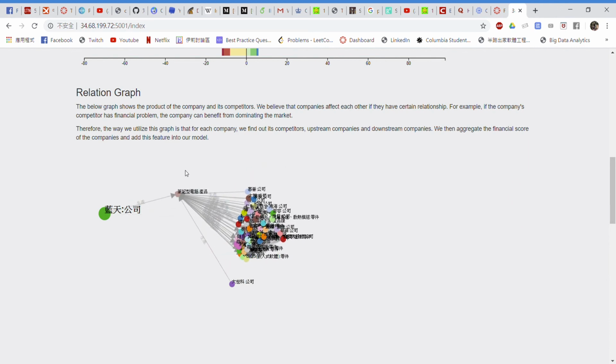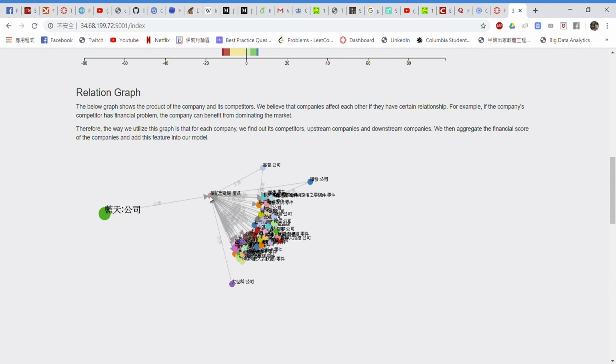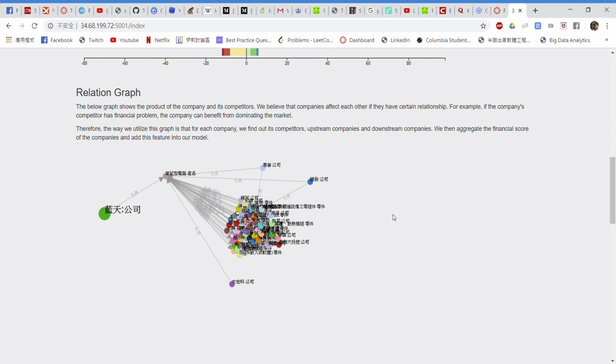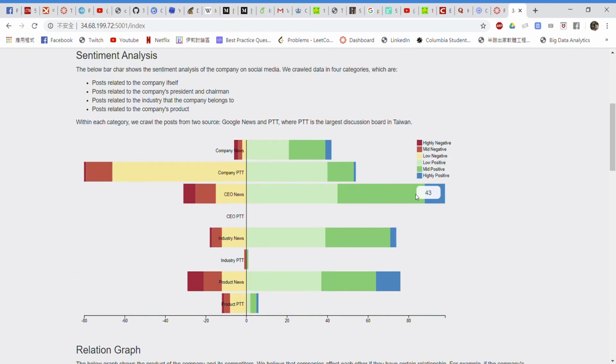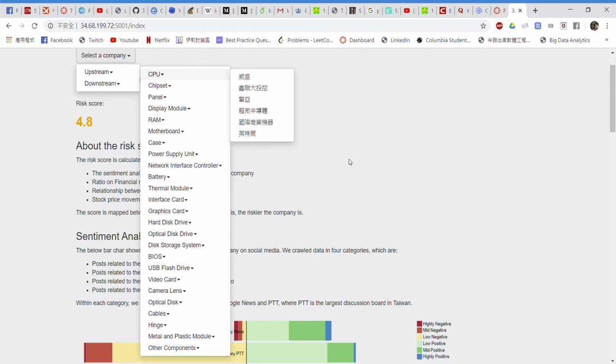One thing that we want to mention is that this graph database is using RDF, and because the data we crawled is all traditional Chinese, the labels and names here are also Chinese. We only managed to change the categories into English, and all the company names are also Chinese.